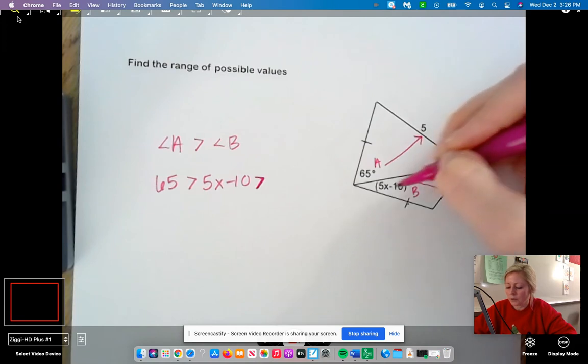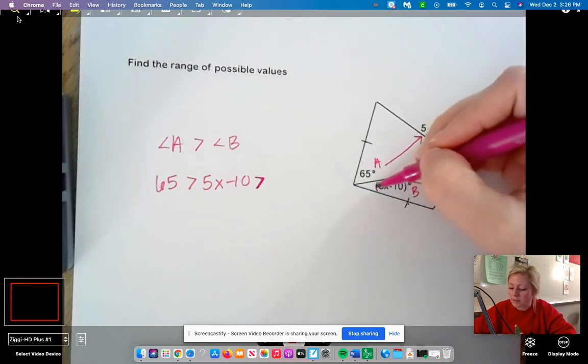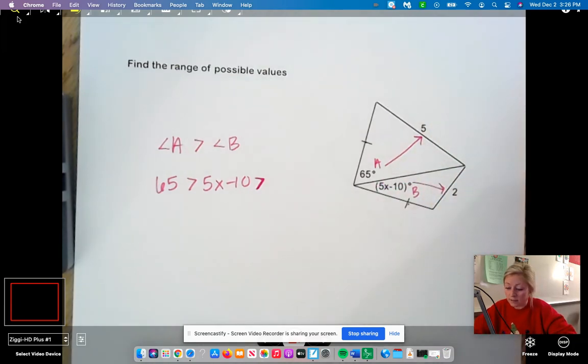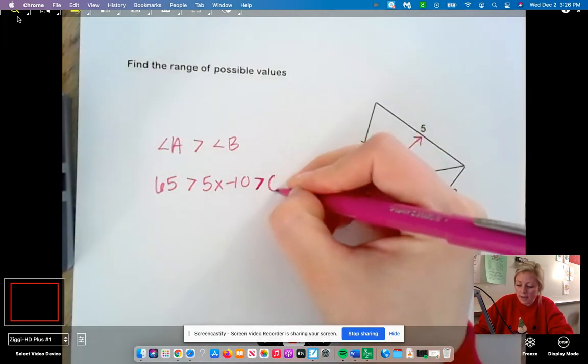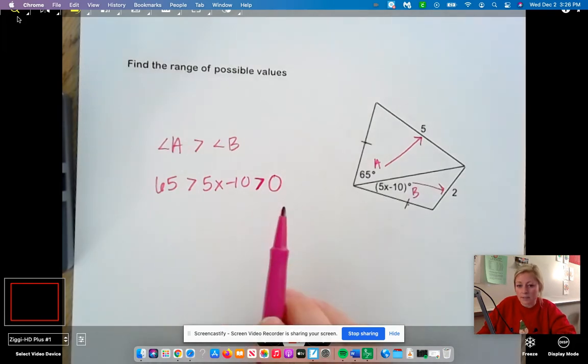Well, in order for this to even exist, right, for this to even be a triangle, what degree measure does this angle have to be bigger than to exist? Well, it has to be bigger than 0, right? Because if it's 0 degrees, there's nothing. There's not an angle there. So I know it has to be bigger than 0. It could be 1. It could be 0.5. It just has to be bigger than 0.